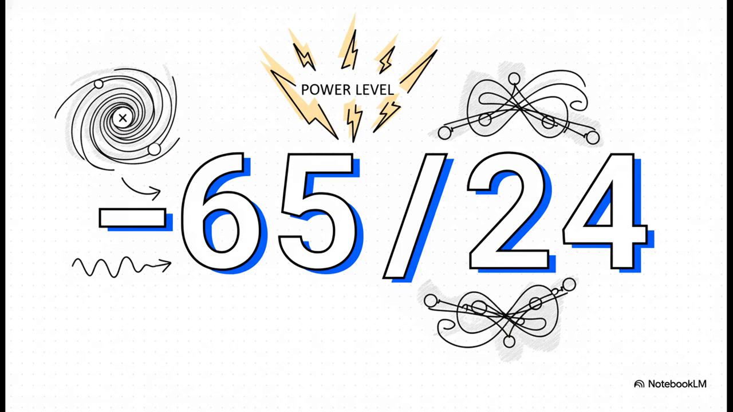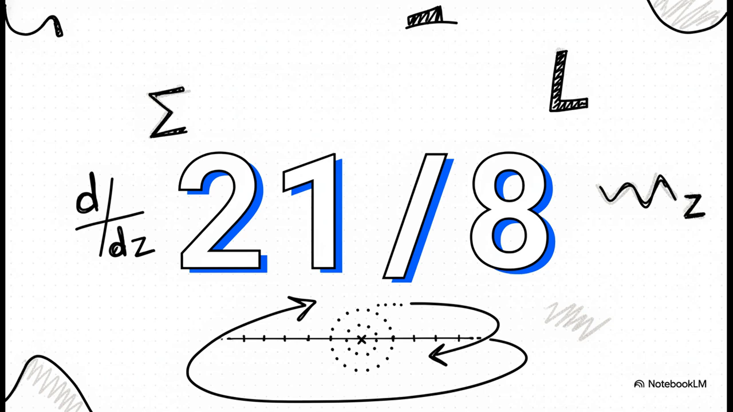All right, first up, the singularity at z equals 1/2. Now there's a specific formula for finding the residue of a simple pole like this. We don't need to get into the weeds, but once you plug in the numbers from our function, you find out its power level is -65/24. Next, we tackle that more complicated pole sitting at z equals 0. The formula for this one is a little more involved. It actually requires a bit of calculus to find, but the process works just the same. And it tells us that the residue at this point is 21/8.